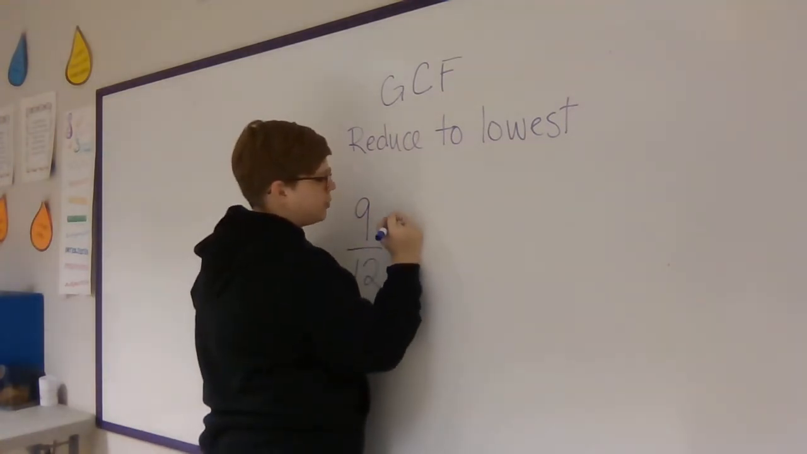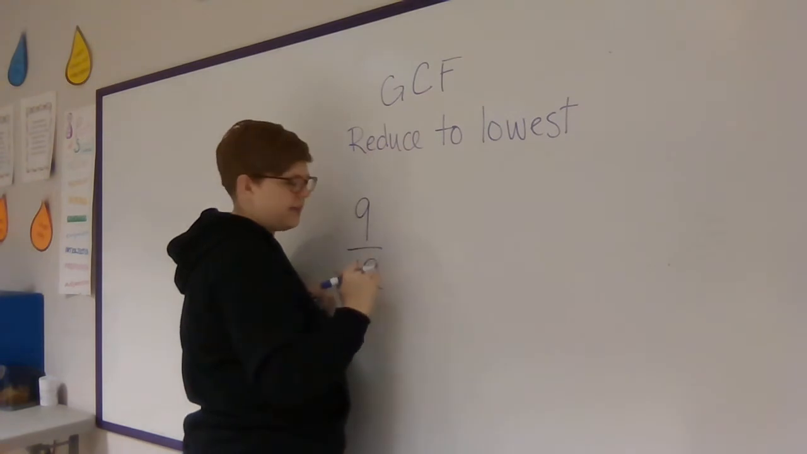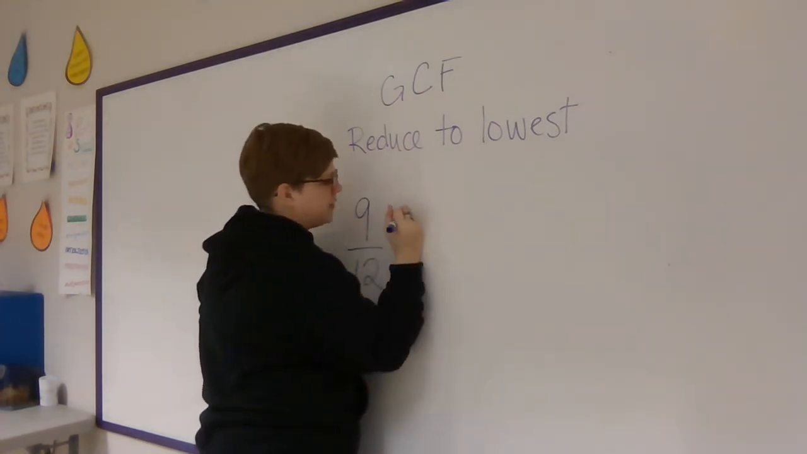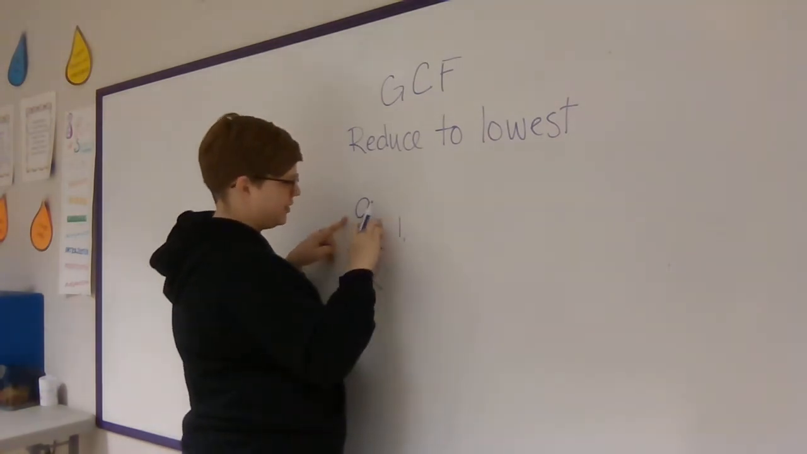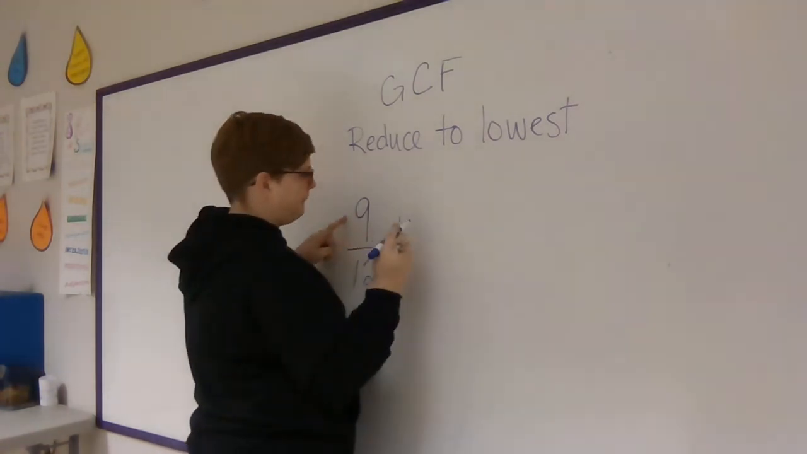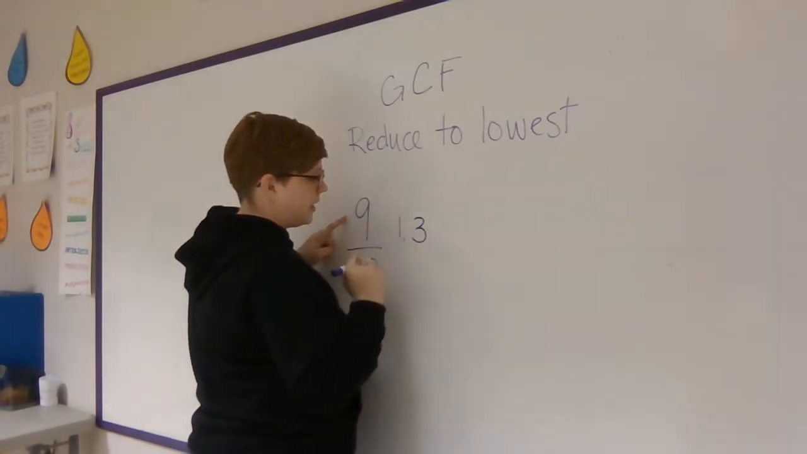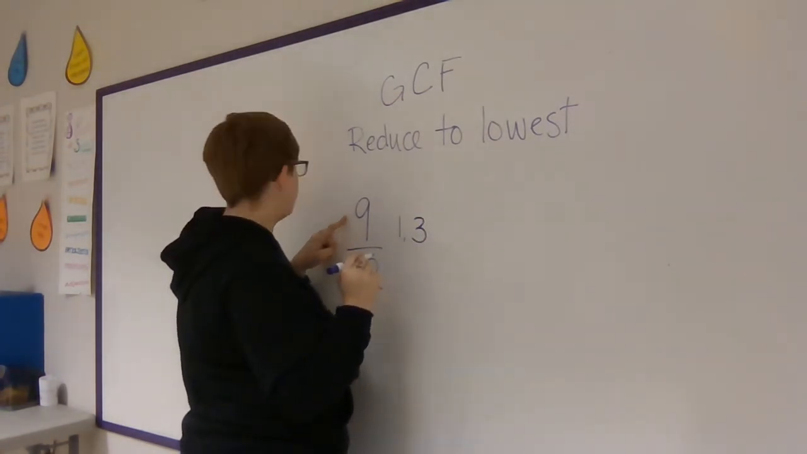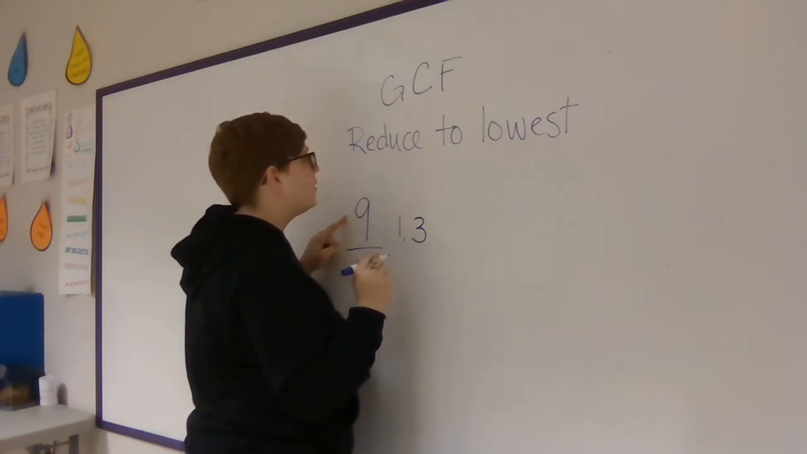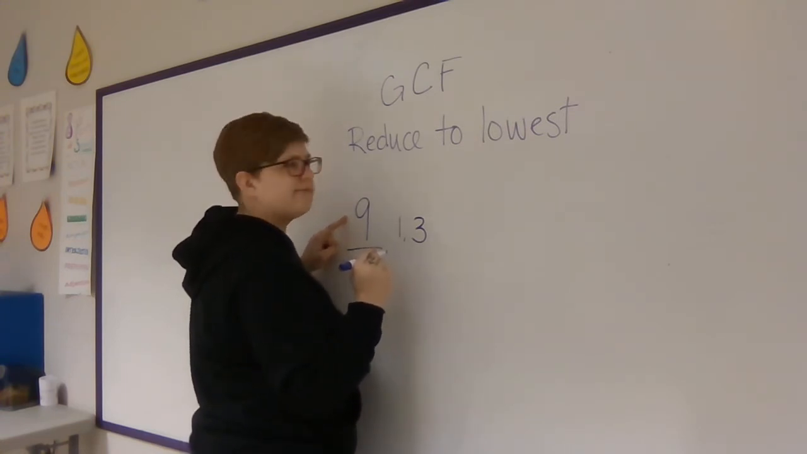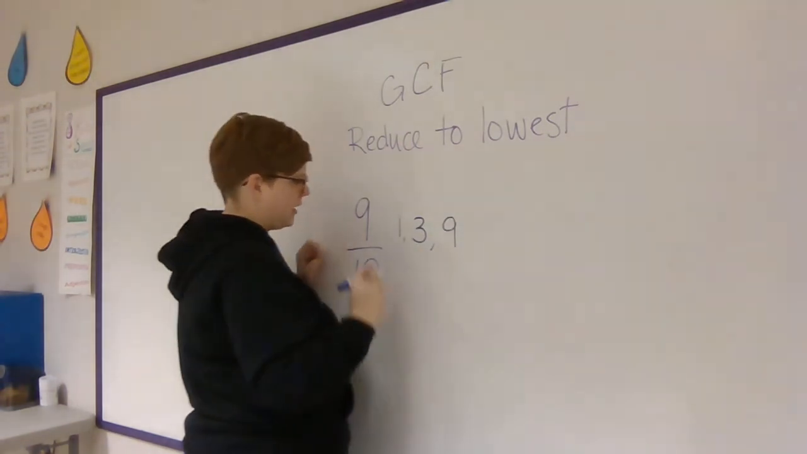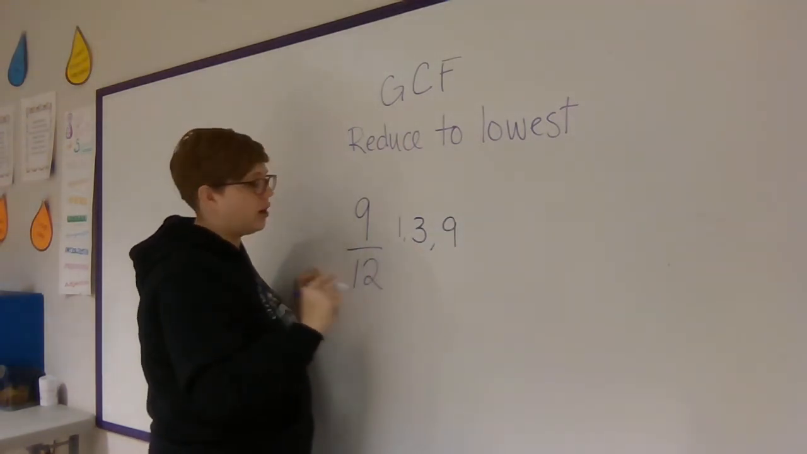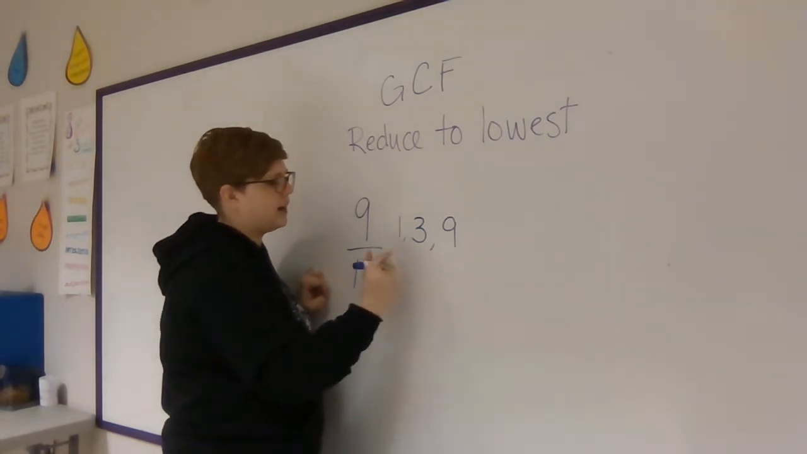Just like we did in the other two problems, I'm going to write down the numbers that are the same for each. So 9 can be divided by 1. It cannot be divided by 2, because 2 won't go evenly into 9. I can divide evenly by 3, 4, 5, 6, 7, 8, 9. The numbers I can divide 9 evenly by are 1, 3, and 9.